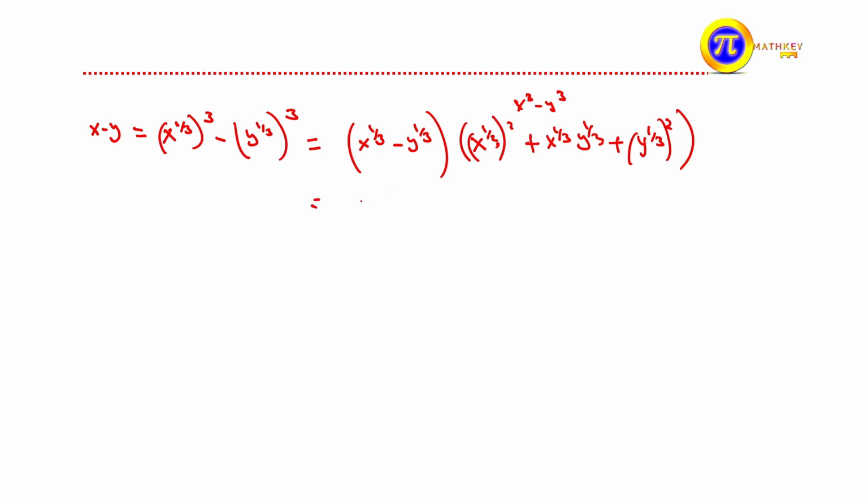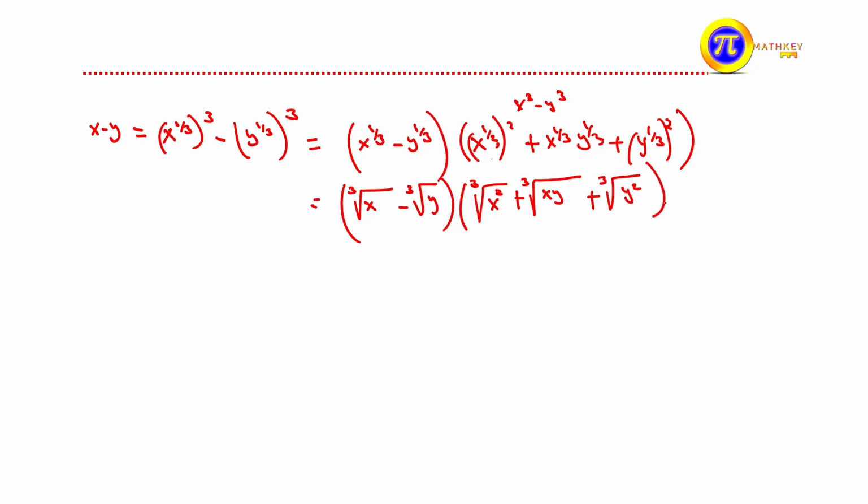This is x to the power of 1 over 3, which means what? This is the cube root of x minus the cube root of y, the whole times this. It becomes the cube root of x, the whole squared, which equals the cube root of x squared, plus the cube root of x times y, plus the cube root of y squared. So it has such a form. So this satisfies C, so it is the correct answer. C is correct.